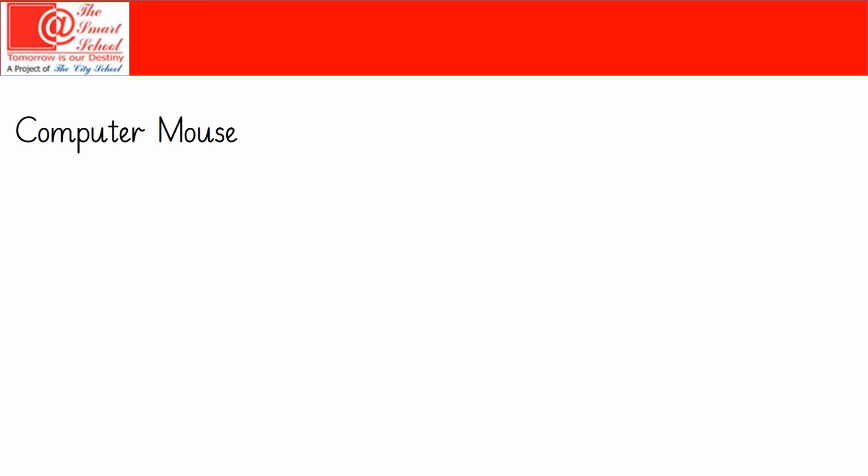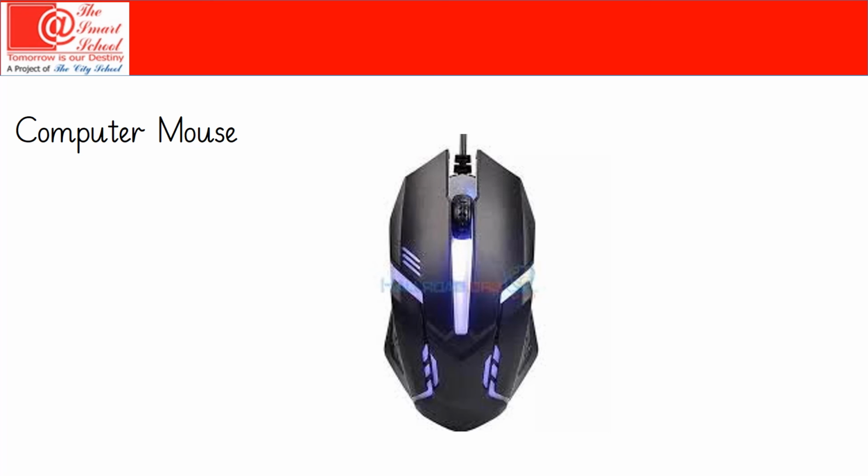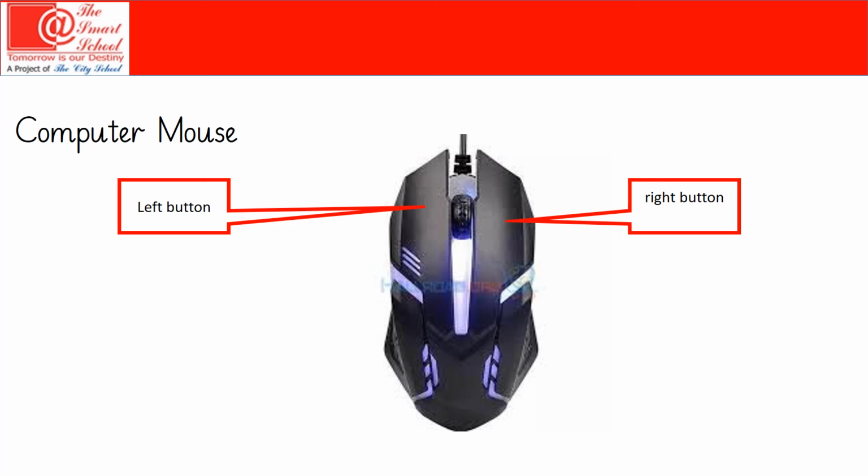Computer mouse. This is the picture of a computer mouse. It has two buttons on it. The button on the left side of the mouse is called left button. The button on the right side of the mouse is called right button. It has a scroll wheel in between the two buttons.